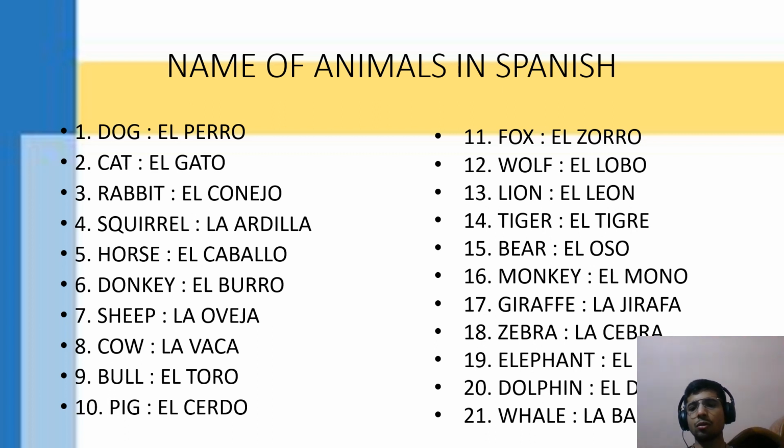Fox, el zorro. Wolf, el lobo. Lion, el león. Tiger, el tigre. Bear, el oso. Monkey, el mono. Giraffe, la jirafa. Zebra, la cebra. Elephant, el elefante. Dolphin, el delfín. Similarly, whale is called ballena.